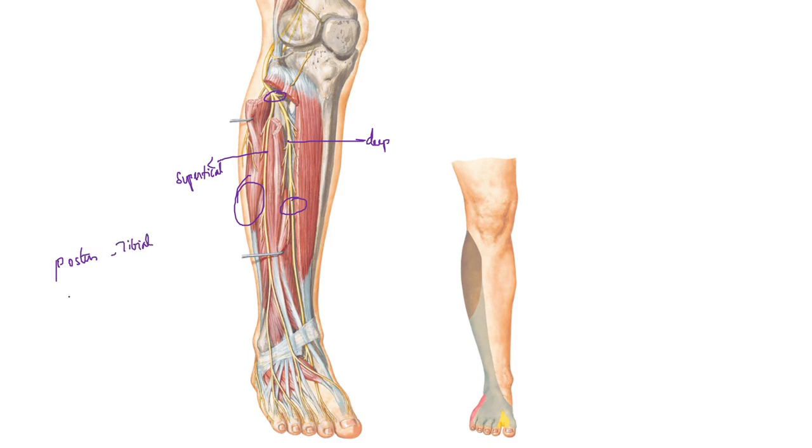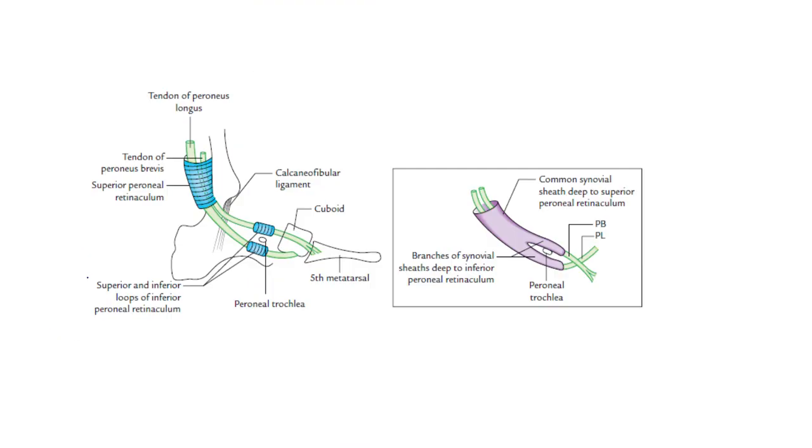For the posterior compartment of the leg, we have the tibial nerve. For the lateral compartment of the leg, we have the superficial peroneal nerve. And for the anterior compartment of the leg, we have the deep peroneal nerve. So we should know what muscles are there in the lateral compartment and what muscles are there in the anterior compartment. Yes or no? That is the question, isn't it?